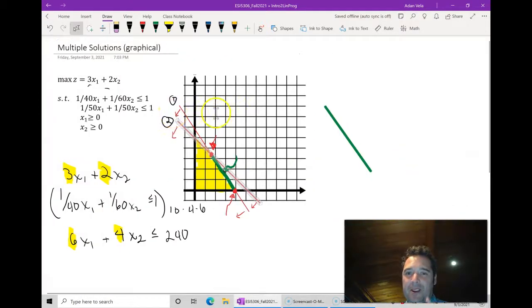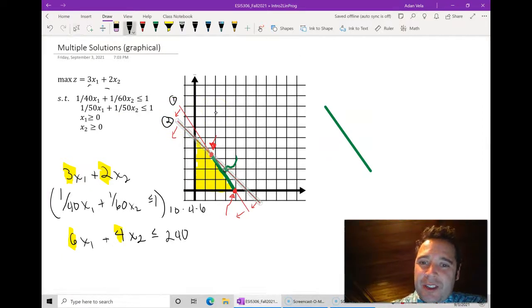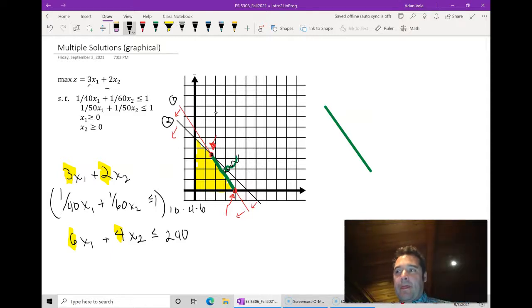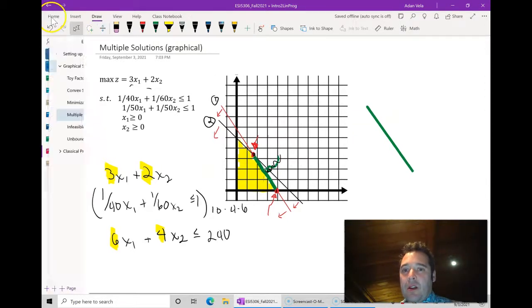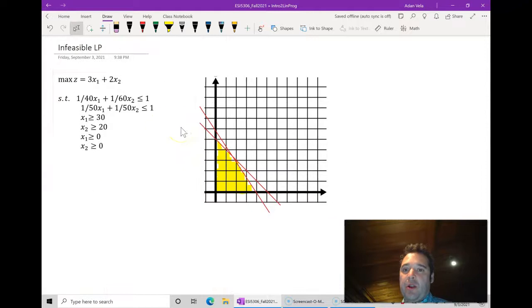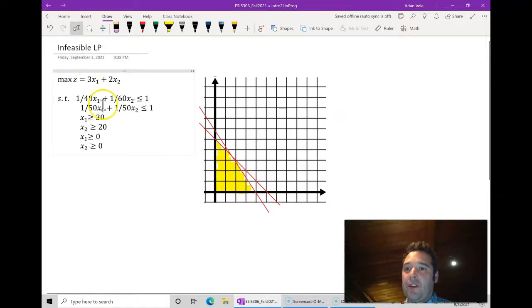And in fact, I made a little mistake. The extreme points only refer to these guys. So anything that's in between those are not necessarily extreme points. That's just something to keep in mind. Okay, so the next problem that we're going to look at is going to be an infeasible one.